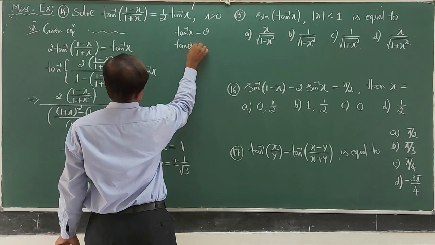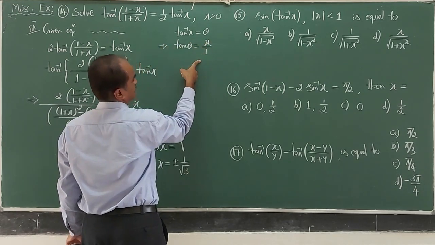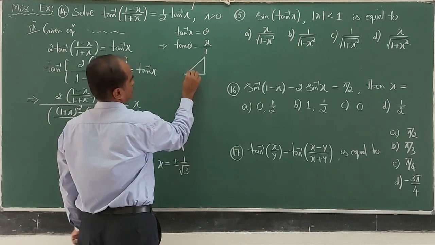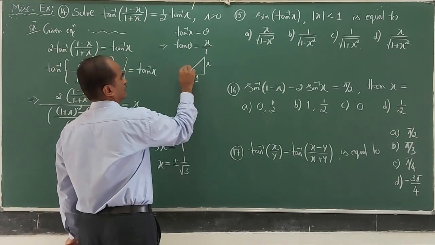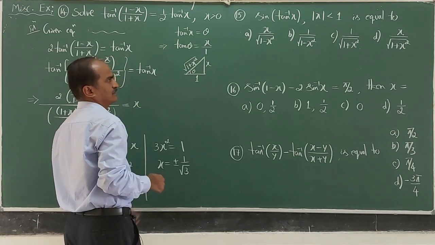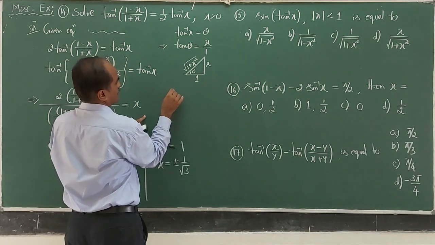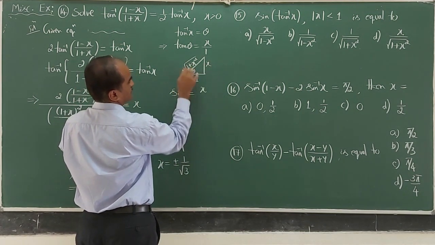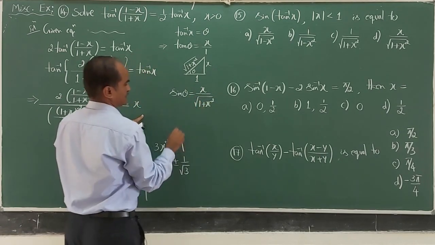This implies tan theta equal to x. I can read that x as x by 1, opposite x, adjacent 1. What about hypotenuse now? Root of 1 plus x square. I need a tan inverse in which function? Sine inverse. So I have to write sine theta. Sine theta is opposite x divided by hypotenuse root 1 plus x square.